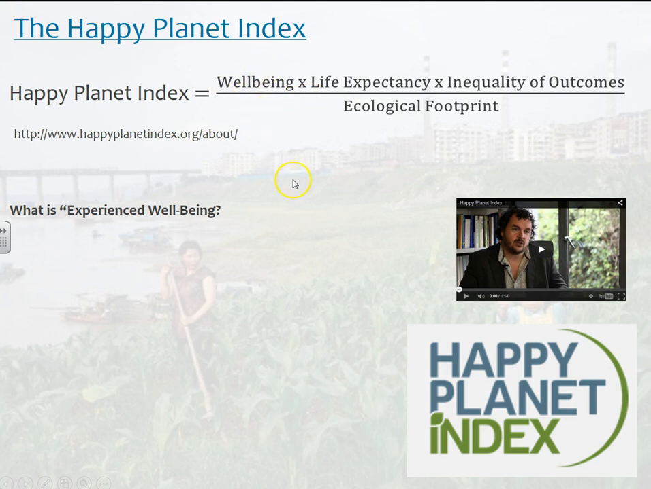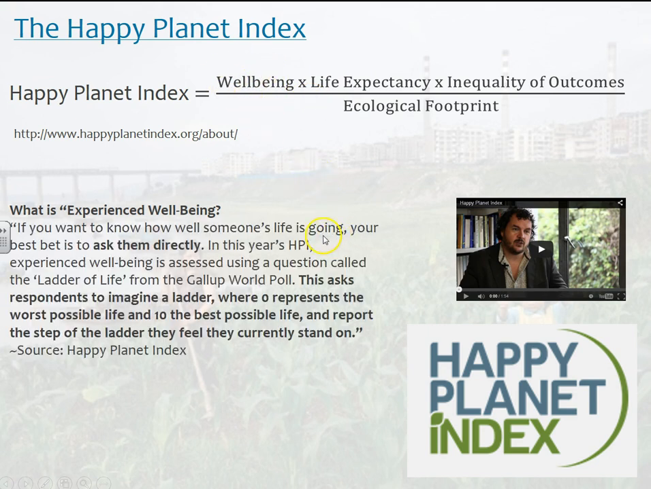Okay, so they measure this well-being, it's basically just like the happiness index. You ask them directly. It's kind of a weird thing, but it works. You basically have people imagine a ladder where 0 represents the worst possible life, so imagine your worst possible life, and 10 is the best possible life. And you just report on which step of the ladder you feel like you currently stand on. It's a way that's supposed to be something everybody can understand, this metaphor of the ladder, and feel like where they are on that ladder. Okay, so that's your well-being score.